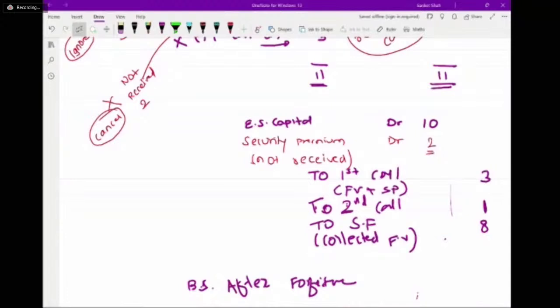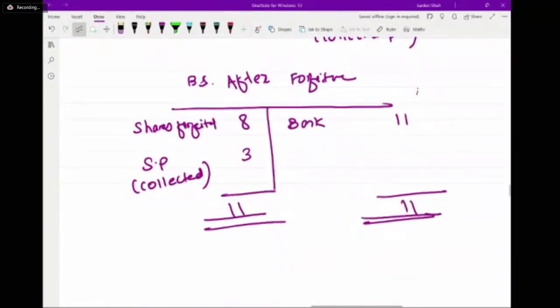Watch the lecture once again, the last 10-15 minutes of this session, those students who are not very clear about this provision. After watching this session once again you are going to understand everything in detail, so don't worry. And balance sheet after forfeiture.